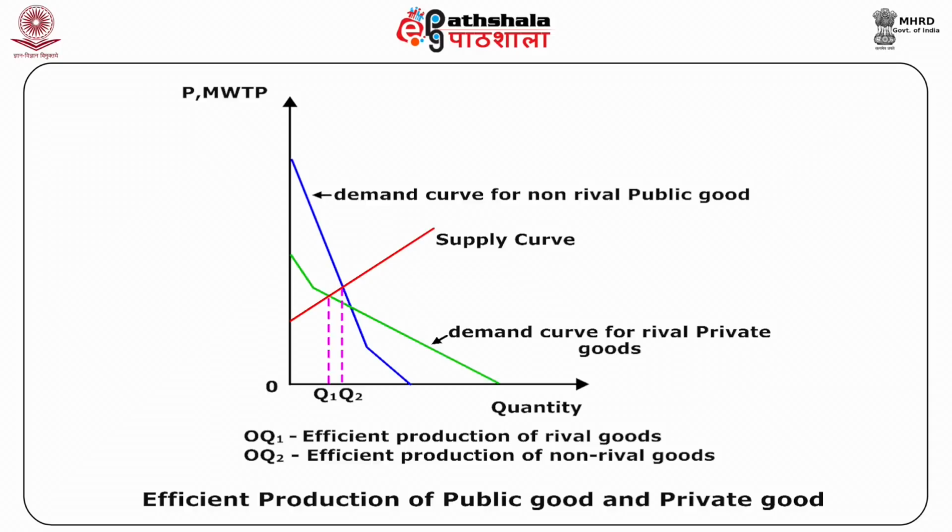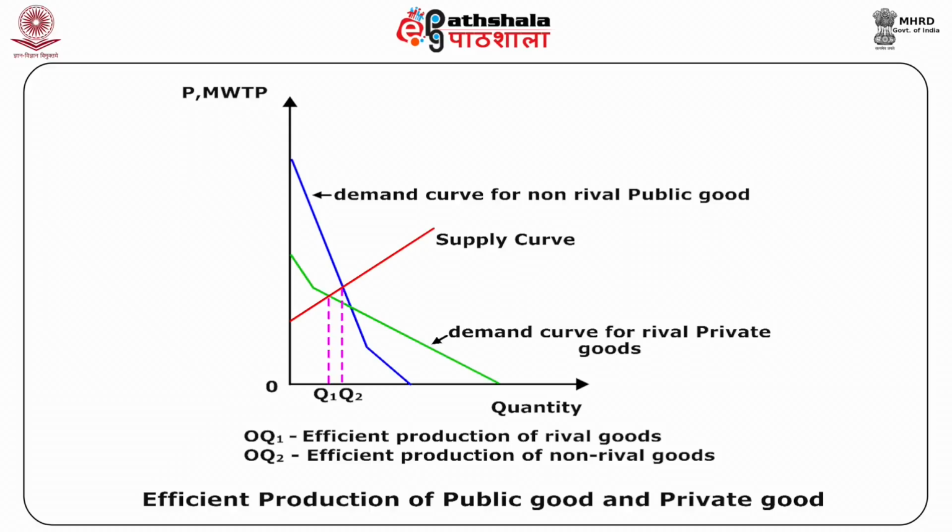But because the demand for non-rival public goods is higher, at this point it makes sense to increase the production of the non-rival public good such that the quantity increases from Q1 to Q2, and at this point the red supply curve intersects the blue demand curve for non-rival public goods. Q2 is the efficient point for production of non-rival goods, while Q1 is the efficient point for production of rival goods.